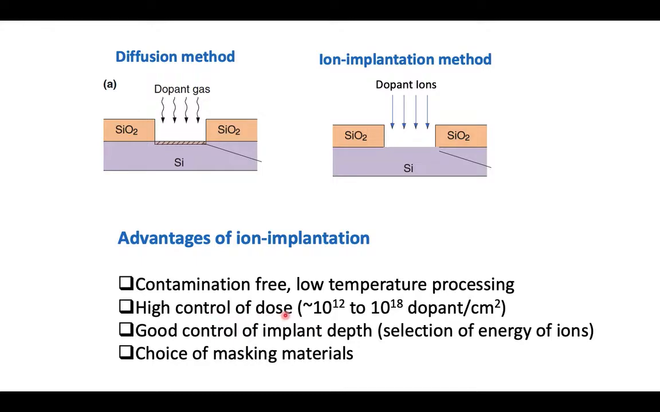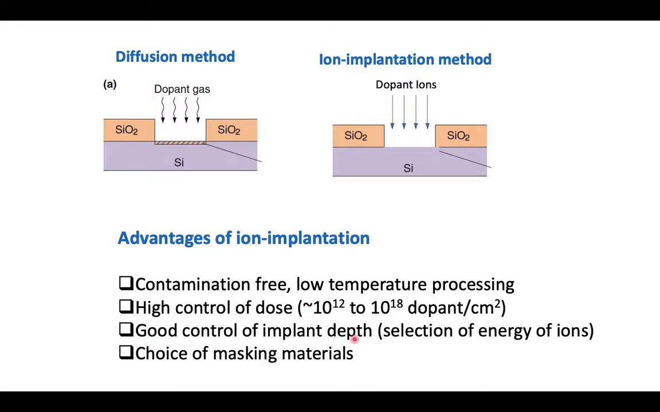The second is high control over dose, something like 10 to the power 12 to 10 to the power 18 dopants per centimeter square, which you can control very efficiently using ion bombardment, because all you do is measure the current of the ion beam that is coming, and from there you can calculate the flux and how many ions you have bombarded into the material. That can be calculated very precisely. However, in the other case, the thin film that you deposit has a certain thickness, and it may not happen that all the atoms diffuse. So some sort of errors will be there in those calculations as well. That is one of the advantages of ion implantation.